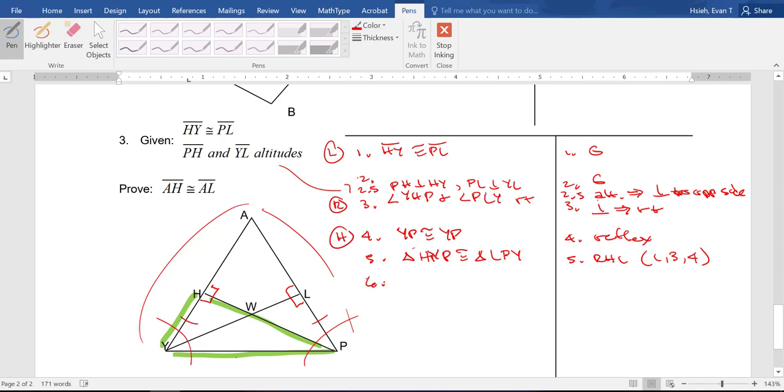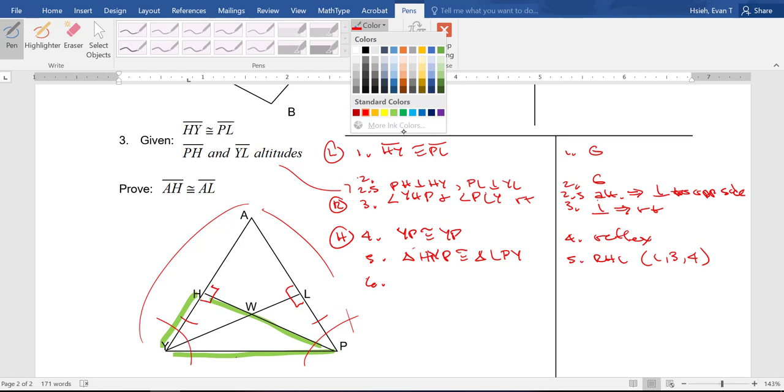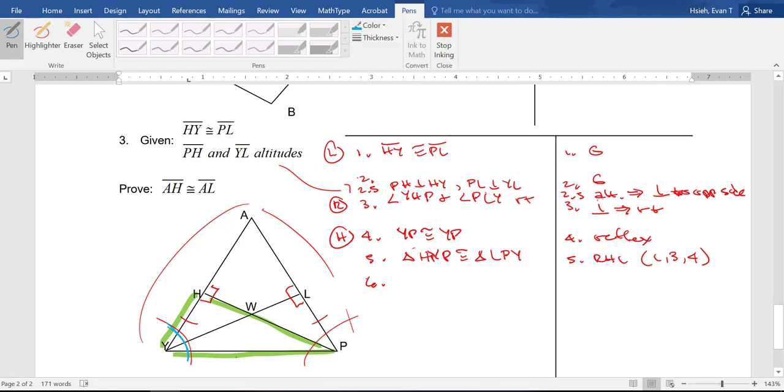Step 6, this is what I had said was the reason why we chose these triangles, is to get these base angles congruent to each other. So angle AYP is congruent to angle APY. That's just going to be CPC2C. Okay, those are the bigger angles that are not the right angles of the two overlapping triangles. Step 7, I know now that AY is congruent to AP, and that's going to be because if angles, then the sides are congruent.